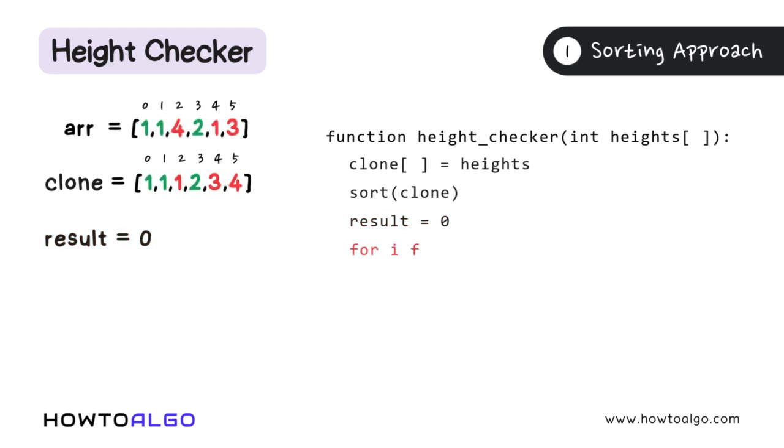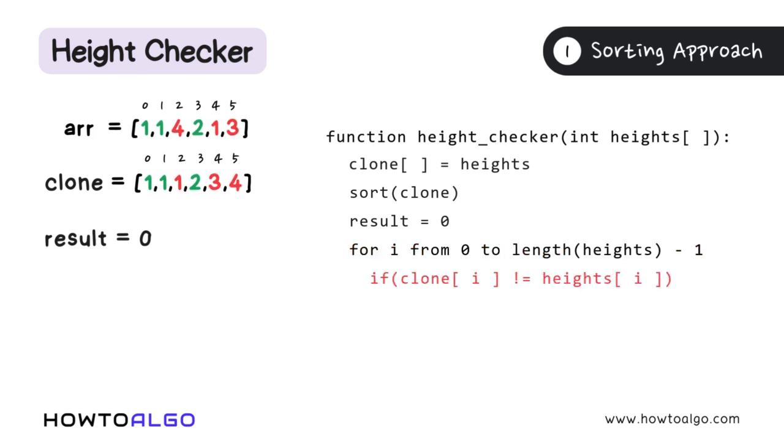Now, we simply check each position and see if the sorted height matches the original. If not, it counts as an out-of-order kid. Simple, right? It's just like counting how many kids snuck out of line when the teacher wasn't looking.